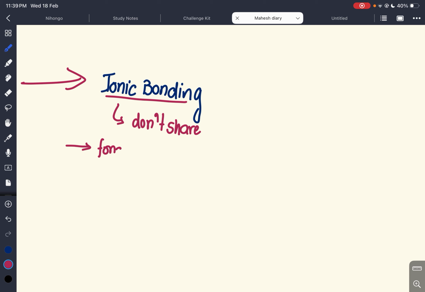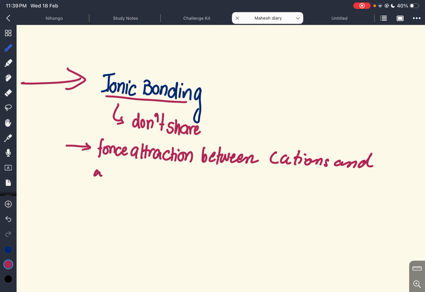It's a force of attraction between cations and anions. Eventually, it is a force of attraction between something positive and something negative. Cations are positive while anions are negative. And how is that? We'll know right now.